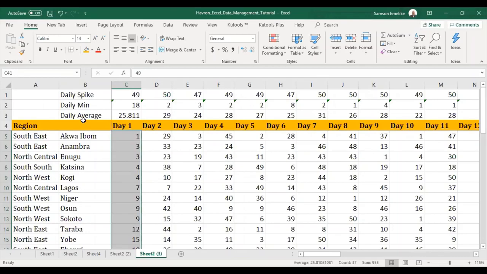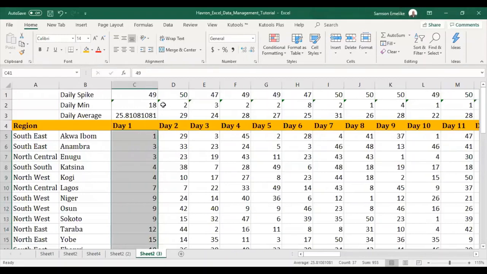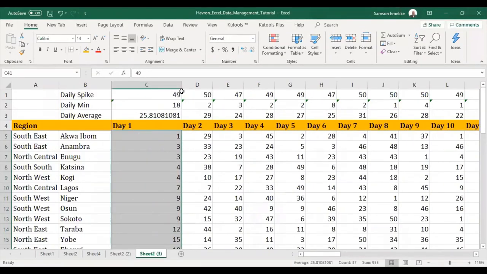And then the daily average, the average for today is 25.81. Let's see if we have more of it. Okay, so we continue. It's quite long. It's up to 1, 2, 3, 4, 5, 6, 7, 8 decimal points.